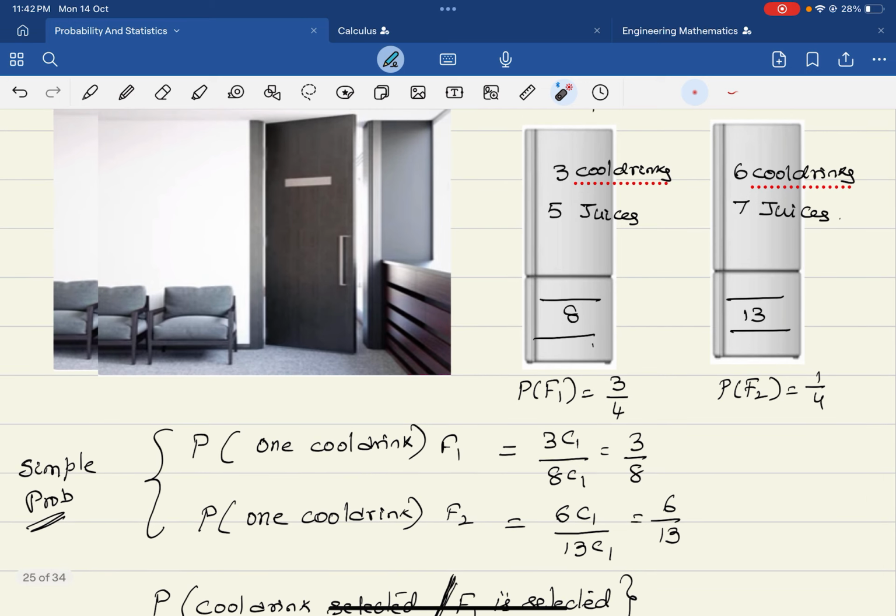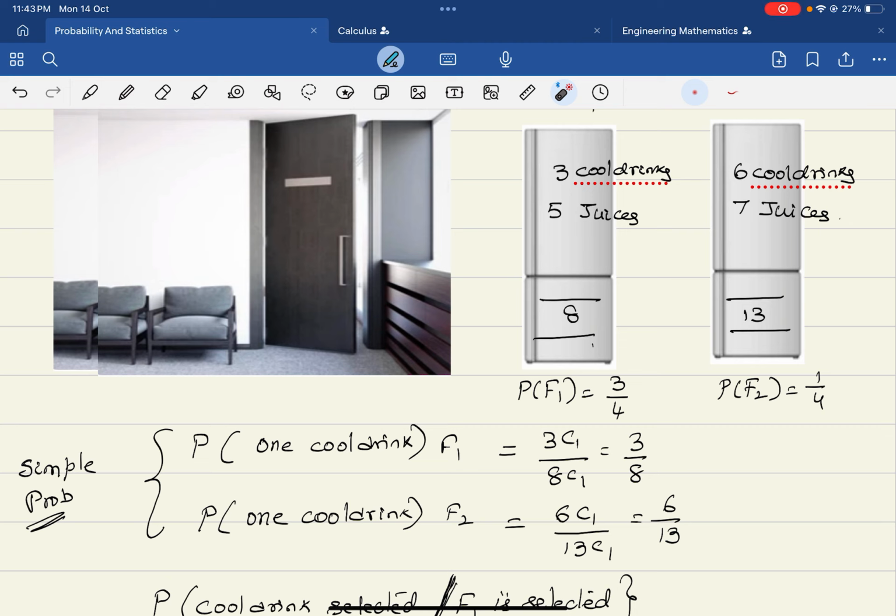Now the situation is, somebody has given you a cool drink. You are asked to find the probability of the cool drink. That's it. You are not bothered about whether it is from fridge 1 or fridge 2. You only want the probability of the cool drink. Then what is the probability of that cool drink?